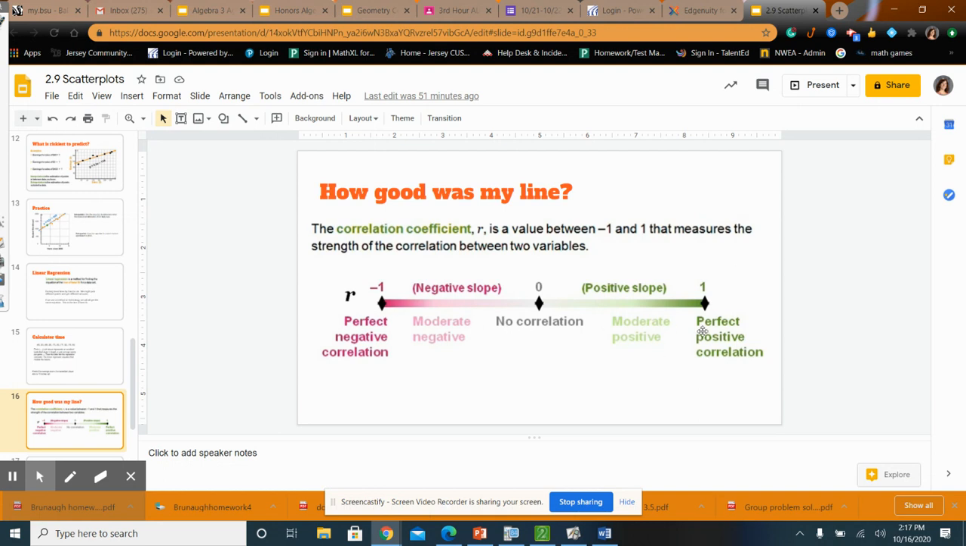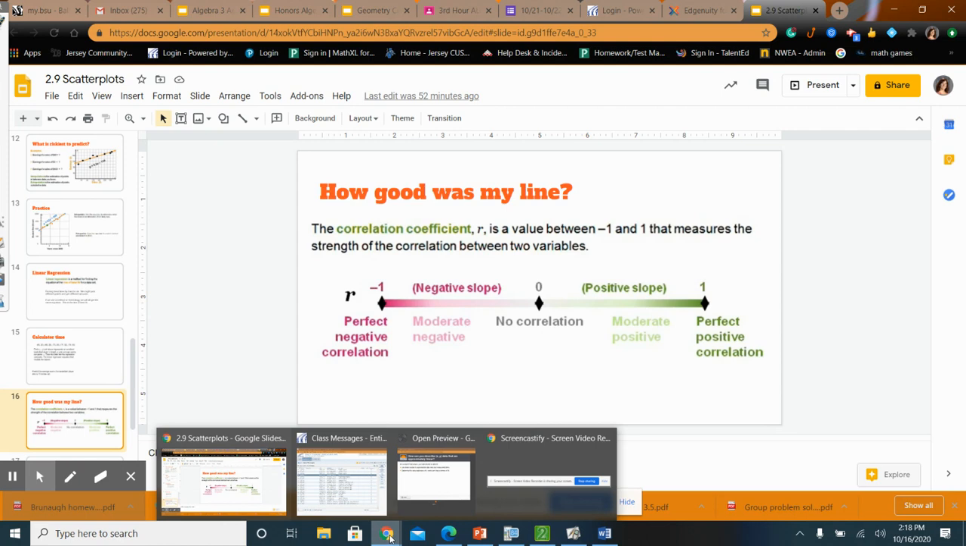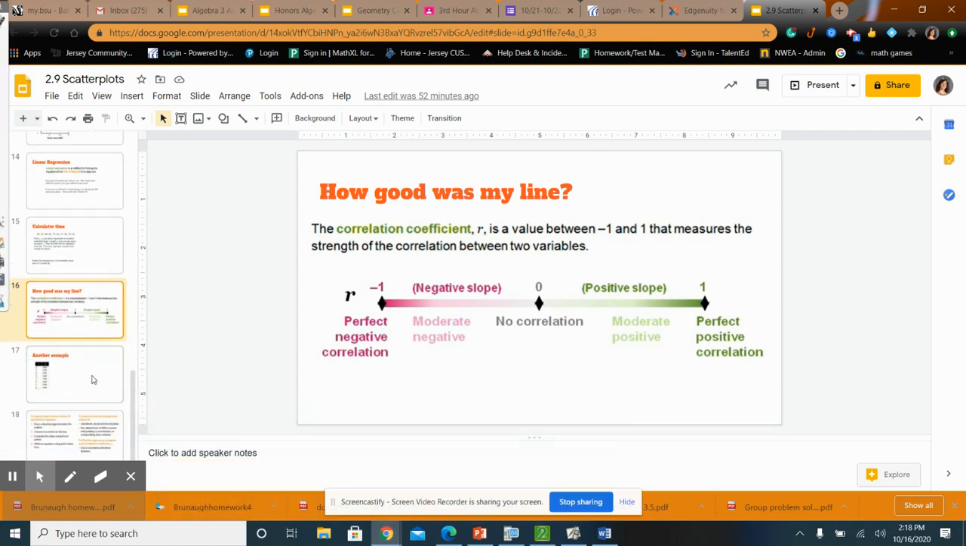If my line was perfect and positive, it would have a correlation coefficient of 1. The closer it is to 0 is not very good. Usually the 0.9s are what you're looking for. Anything below a 0.9 is not very good in my opinion. So we're moderately positive, which is what happened here. If there was negative slope, it would have a negative in front. But the closer to 1 it is, the better the line is, the better the predictor it is. So the correlation coefficient tells us how good our line was, and ours was just okay.